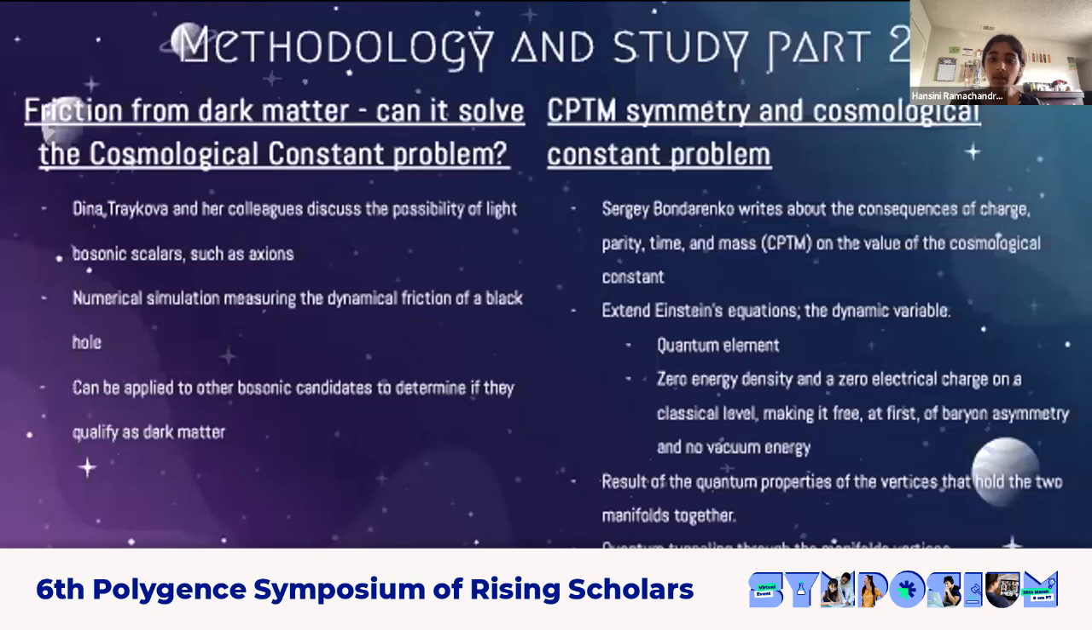They suggest the model for a cosmological constant is a result of the quantum properties of the vertices that hold the two manifolds together. Quantum manifolds are basically infinite dimensional manifolds modeled by Euclidean space. Finally, this paper indicates that another source for dark matter could be quantum tunneling through manifold vertices. However, this theory has not been explored much yet.